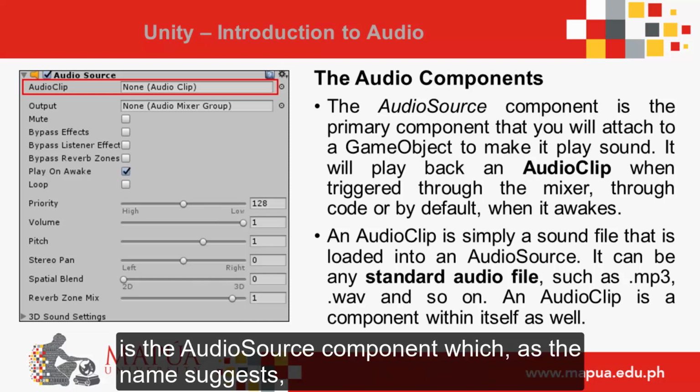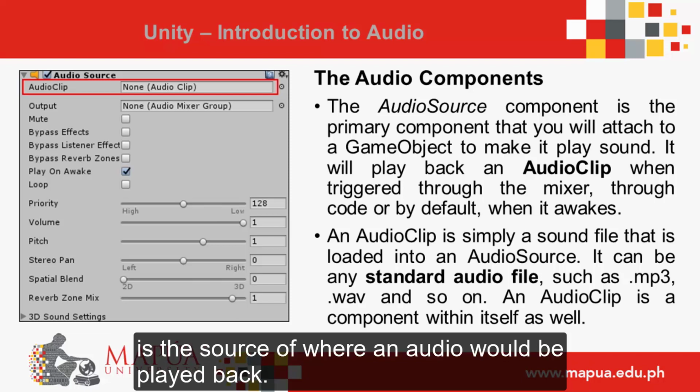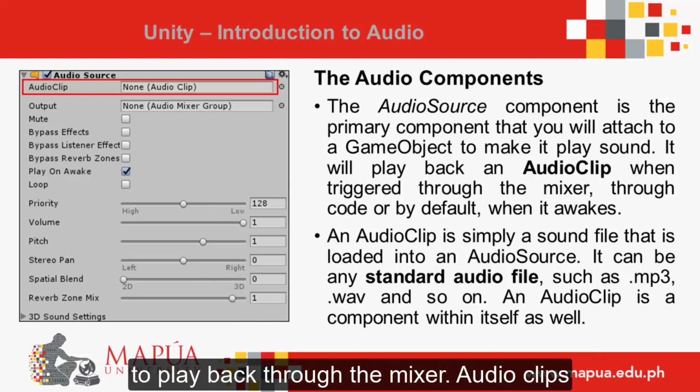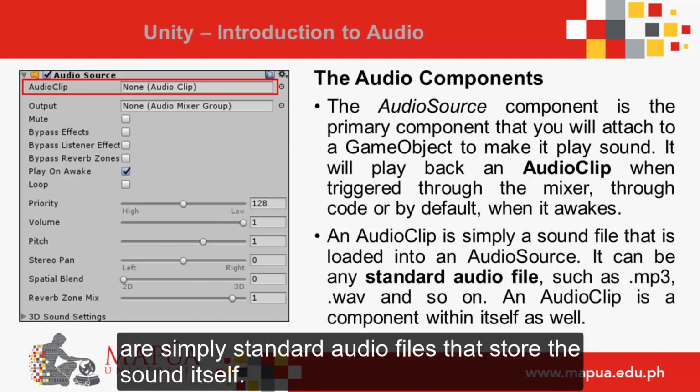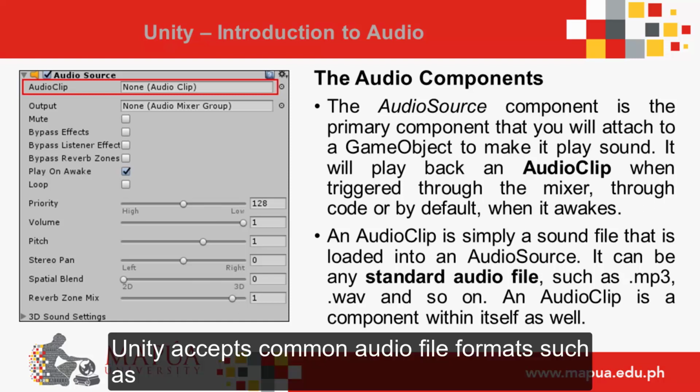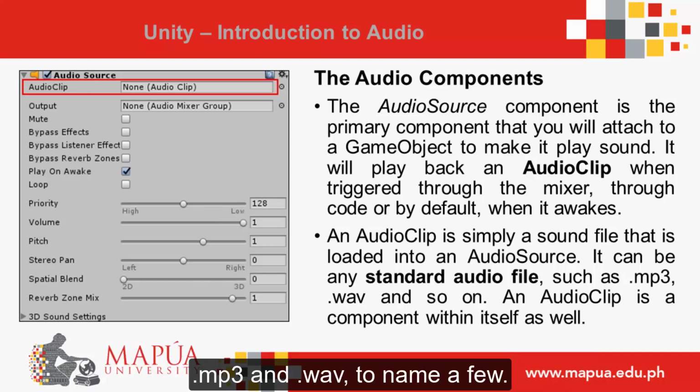The first is the audio source component which, as the name suggests, is the source of where an audio would be played back. If you attach this to a game object, it will need an audio clip to play back through the mixer. Audio clips are simply standard audio files that store the sound itself. Unity accepts common audio file formats such as .mp3 and .wav, to name a few.